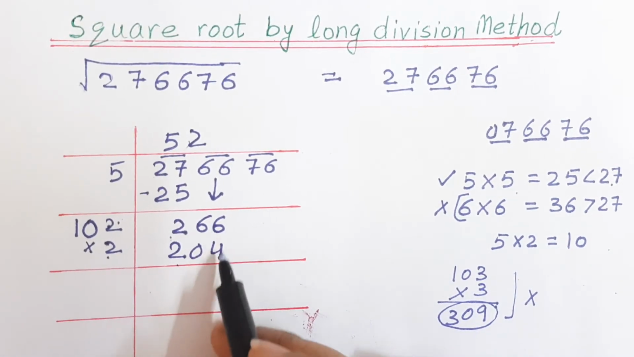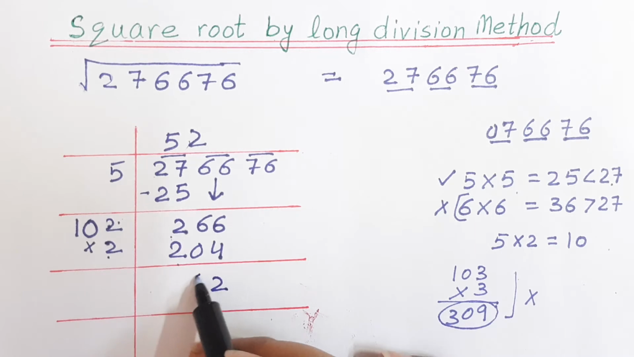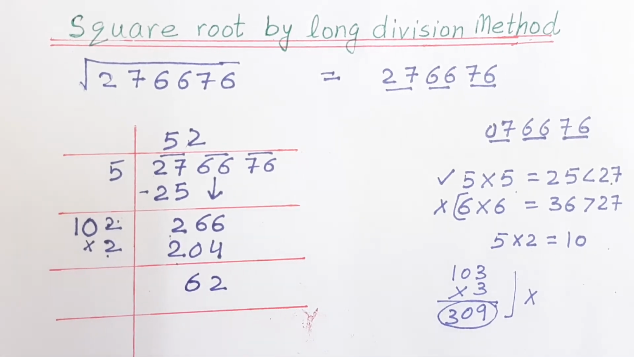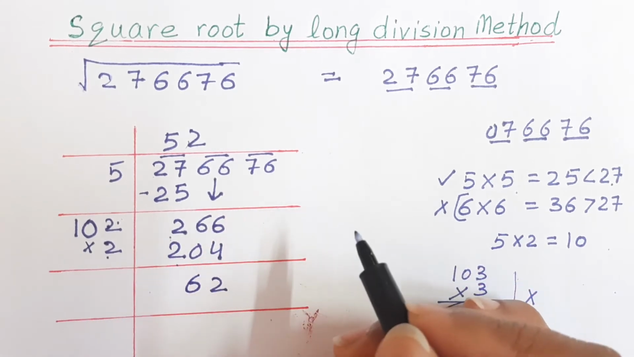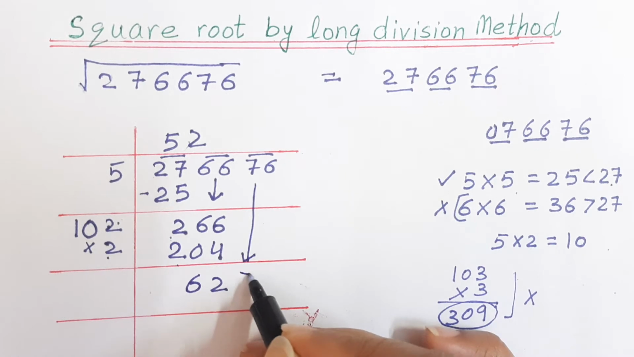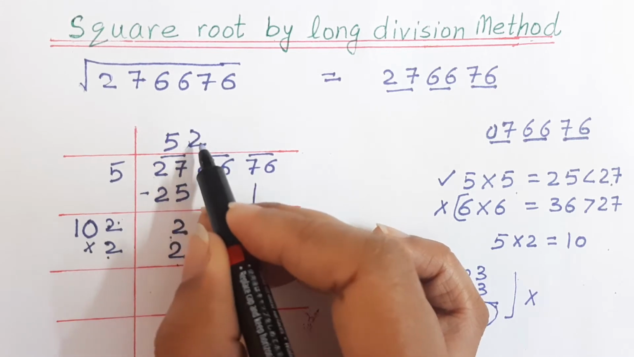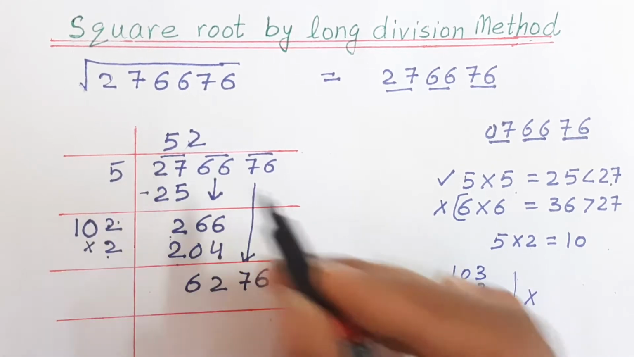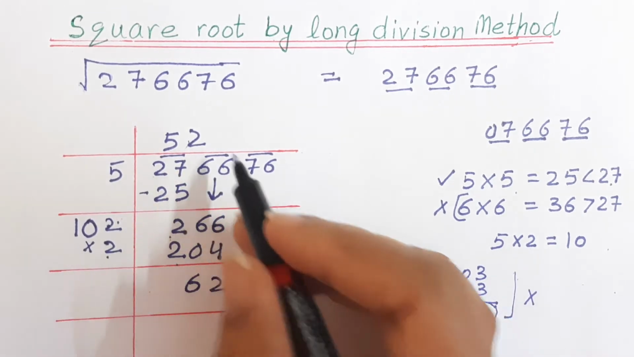Now the difference of these two numbers: 6 minus 4 is 2, then 6 minus 0 is 6. I hope it is clear till here to everyone. Now again we have to repeat the steps. Take the next pair, that is 76. Now double of the quotient. Earlier the quotient was 5, we had taken 5 into 2. Now the quotient is 52.